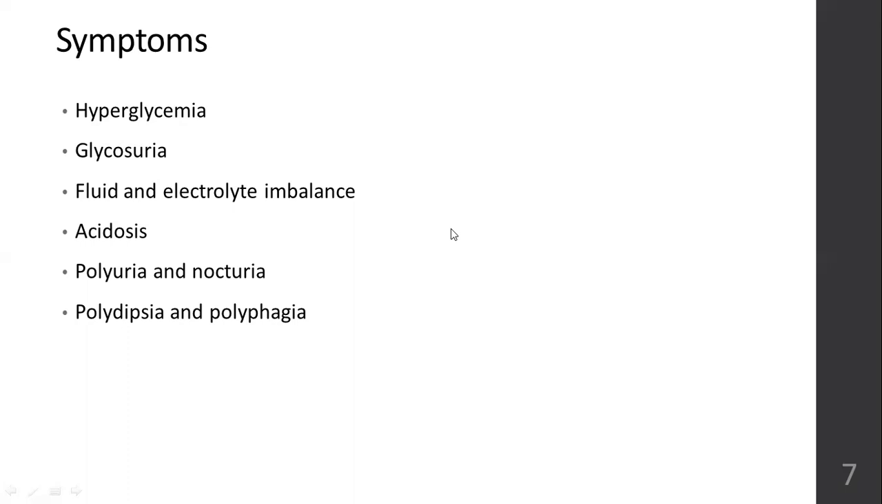So what will happen? You will still feel hungry. So you will eat a lot, keep on eating a lot. Dehydration because of polyuria, nocturia, too much of urination. Sweating, the body goes into a state of dehydration.